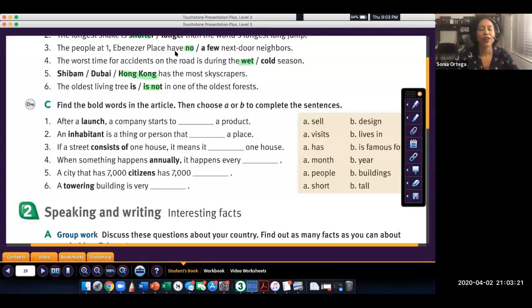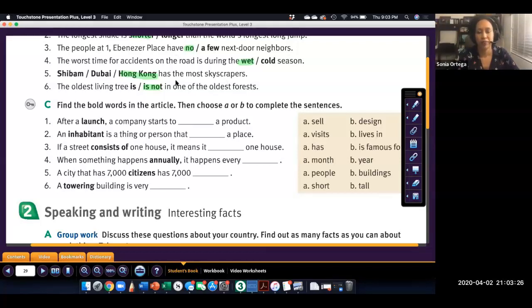Okay, so number one, launch. The answer here is A. So basically, when a product launches, it's available to be sold. Number 2, an inhabitant is a person who lives in a place.